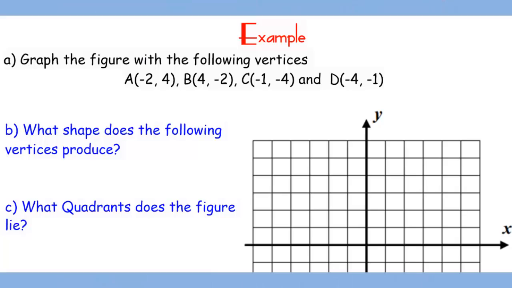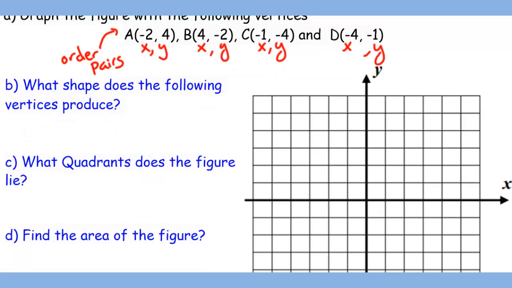Okay, so in this example, we are asked to graph 4 ordered pairs and determine the shape. To read these coordinates, notice the first number is x, the second number is y. So the first thing we should do is label the x's so we can read these numbers properly.